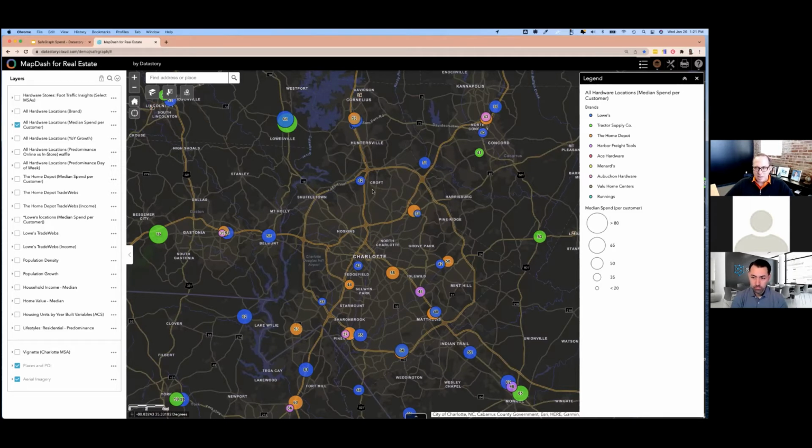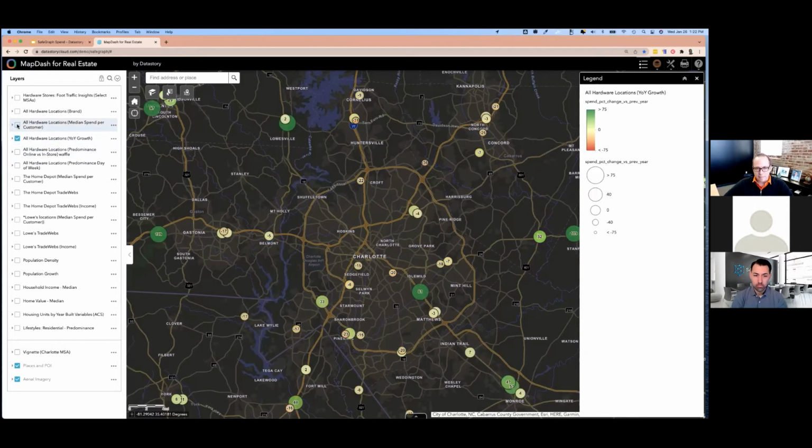and look at what that median spend per customer is. Instantly, when I look at this, I see that there's a suburban story. There's a suburban story that the further out you are from the core of Charlotte, the greater the median spend is. There's other ways we can look at this data.